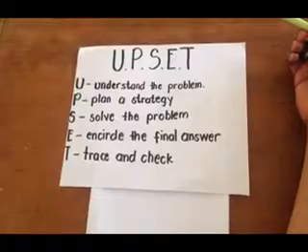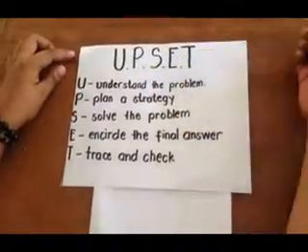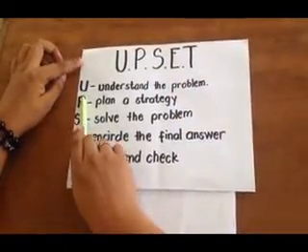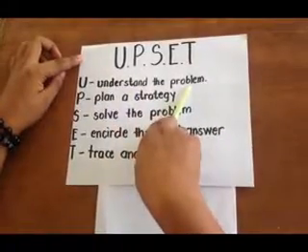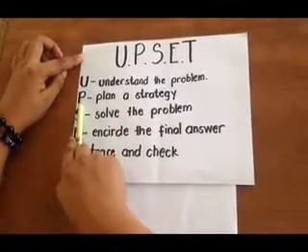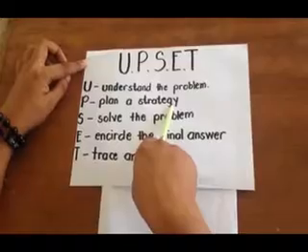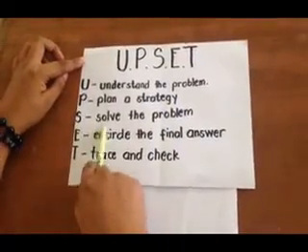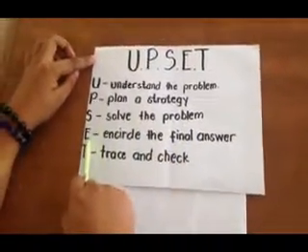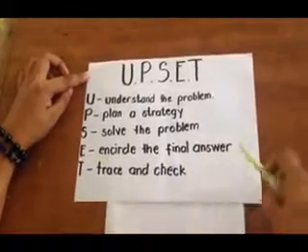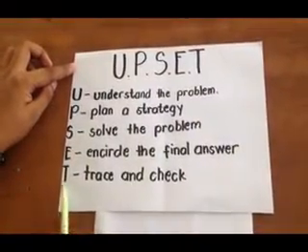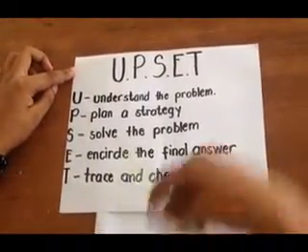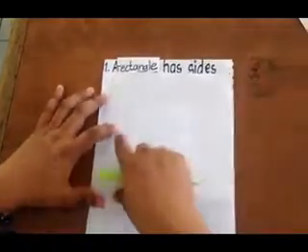Okay, we have here our steps, the UPSE. U stands for understand the problem. Next, P stands for plan a strategy. The third one, S, solve the problem. And the fourth one, E, encircle the final answer. And the last one, you can trace and check back your solution. Okay, let's try an example.